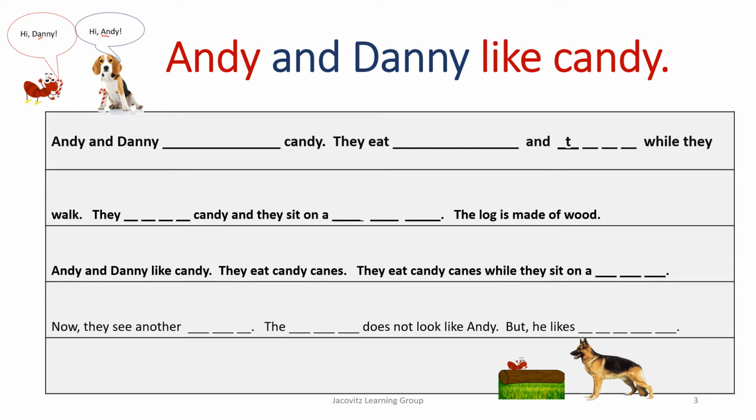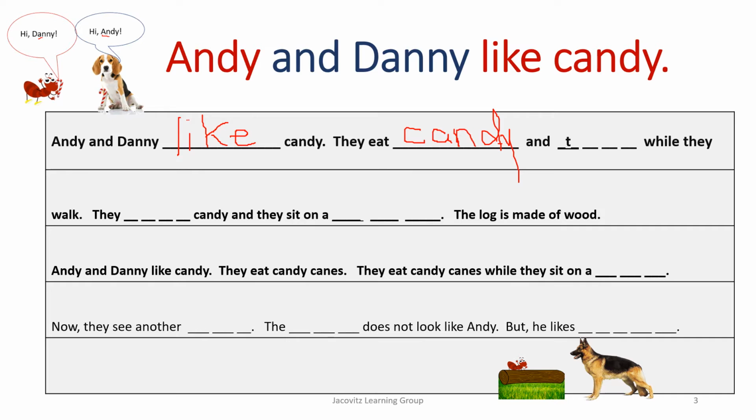Let's move on. Let's see if we can fill in some of the words that go here. Let's think what we could say. Andy and Danny like candy. So that's L, long I, K-E. They eat. You know what they eat. They eat candy. C, short A, N, D, Y. And talk while they walk.